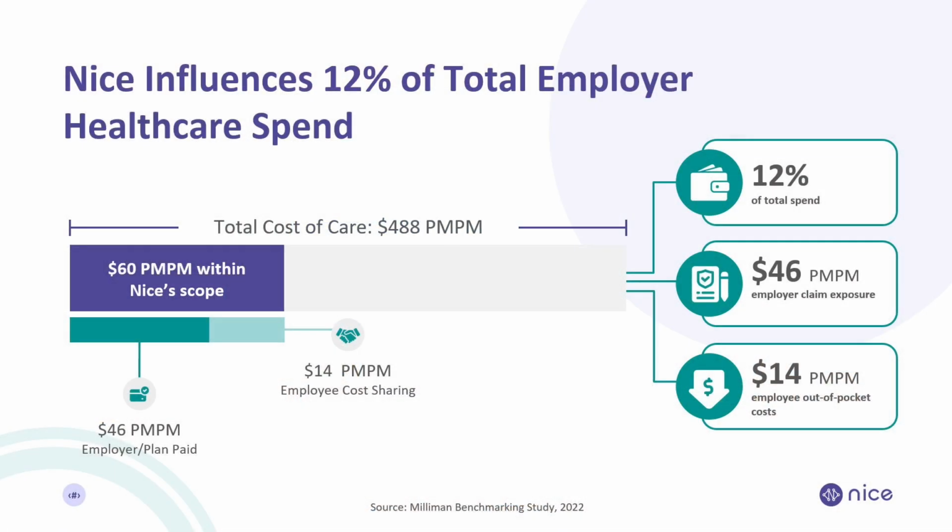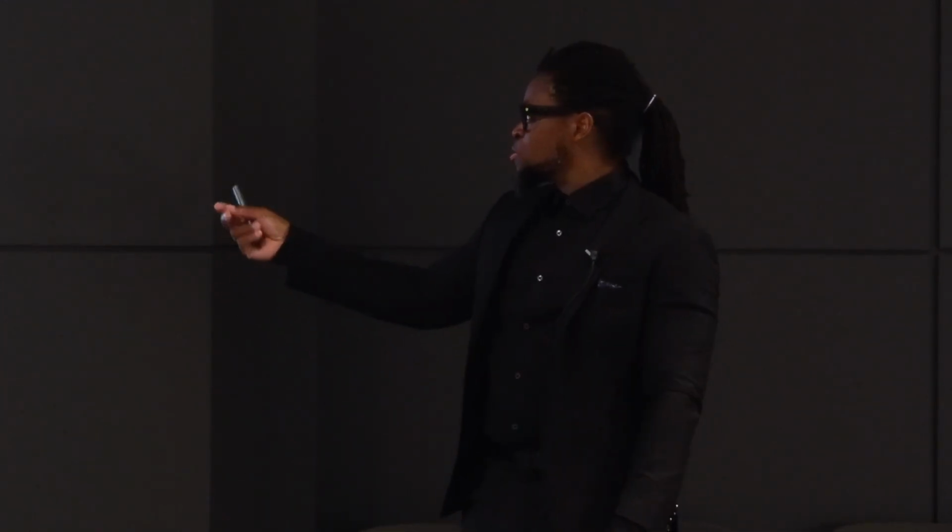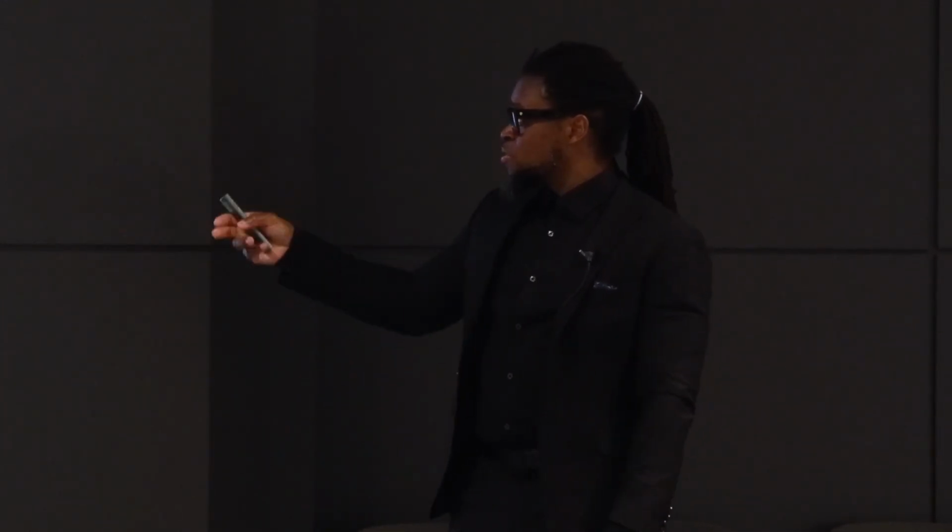Now, this is where it's a little boring for people that don't like numbers, so I'm not going to stay here too long, don't worry about it. But what I'm trying to show you here is that Nice is this small thing, right? We can touch about 12% of costs. But as I was describing to you earlier, that 12% of costs, again, represents about $60 PMPM in an average commercial plan. We had Milliman do this study for us back in 2022.